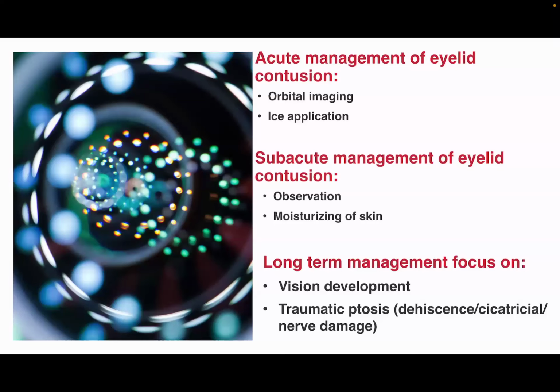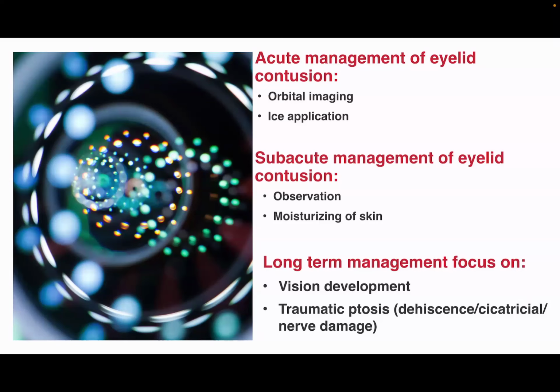Subacute management of eyelid contusion includes observation of the healing. If there is any blunt trauma-related injury inside the eye, look for microscopic hyphema, for example, or traumatic cataract that might develop later. Look for any fundus injury, any retinal tear, detachment, dialysis. And you have to moisturize the skin as well in cases of severe edema to prevent ulcers or further erosions. So moisturizing of the skin is helpful.